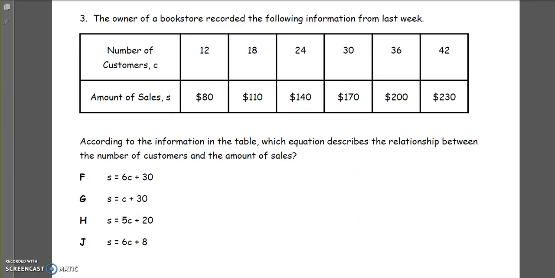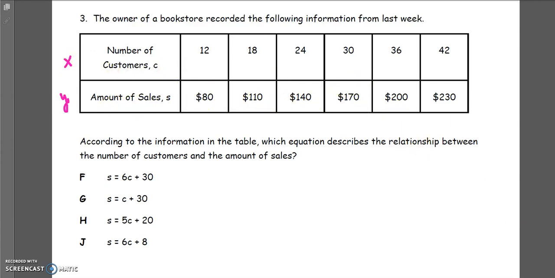Number 3 says the owner of a bookstore recorded the following information from last week. He has number of customers and then the amount of sales. It says, according to the information in the table, which equation describes the relationship between the number of customers and the amount of sales? Notice that in my equations, the s's are where the y would normally be, and my c is where the x would normally be. So this would be my x column and this would be my y column.